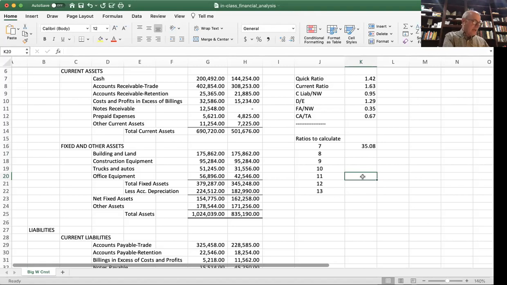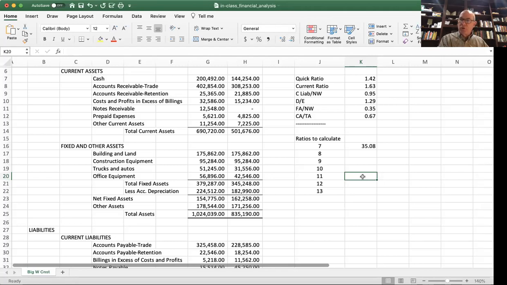And average age of accounts payable. Again, you're going to need to average the accounts payable because this is a balance sheet and income statement kind of ratio. 12 is assets to revenues. Again, total assets to revenues ratio is, well, we'll talk about that when we get there. You're going to get there sooner than I am.